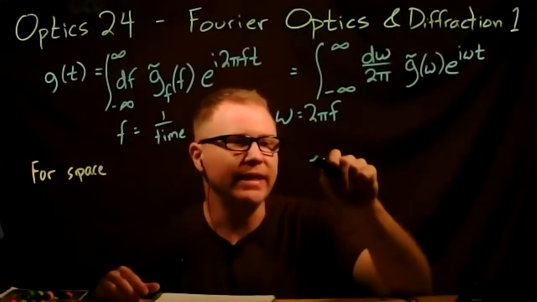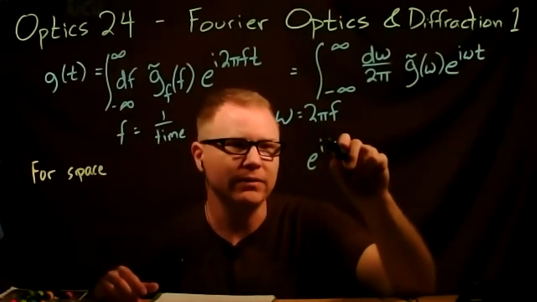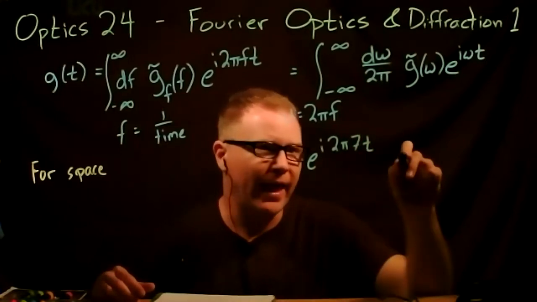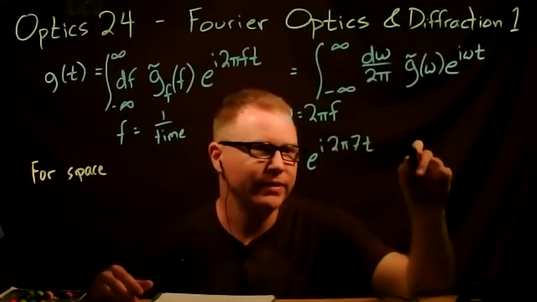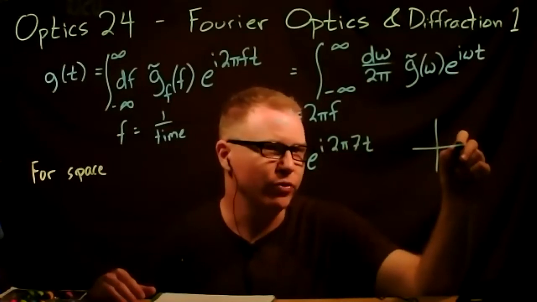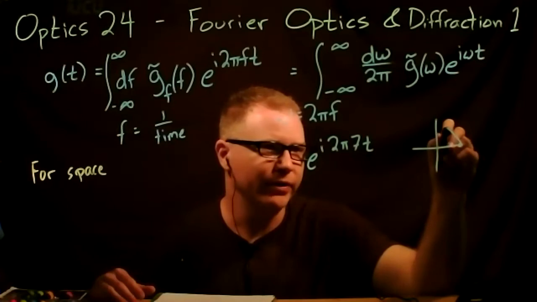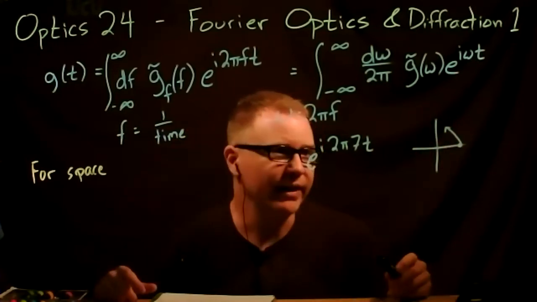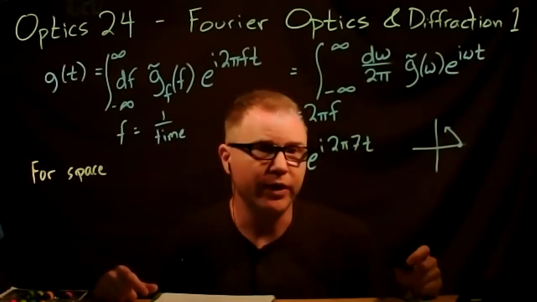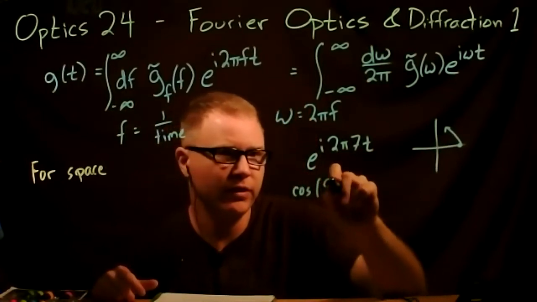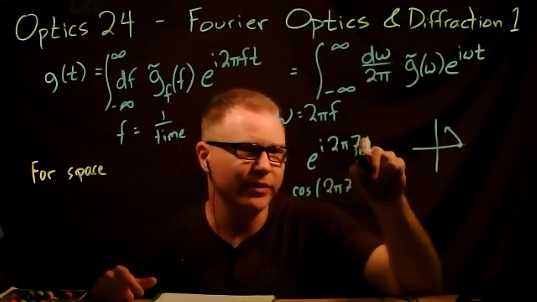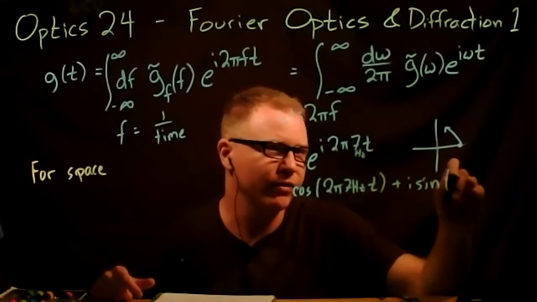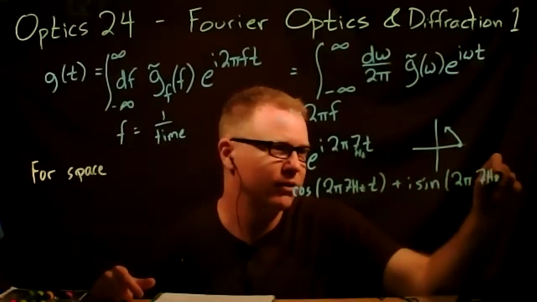So if I have some e to the i 2π times 7 hertz times t. So I'm just making up some number here. That means that as t goes from 0 to 1, this complex exponential, if I plot it in the complex plane, goes from 0 up an angle, and it'll loop around like this 7 times. And it goes in the positive phi direction. And if I were to write this as cosine of 2π times 7 hertz times t, this would be plus i sine of 2π times 7 hertz times t.